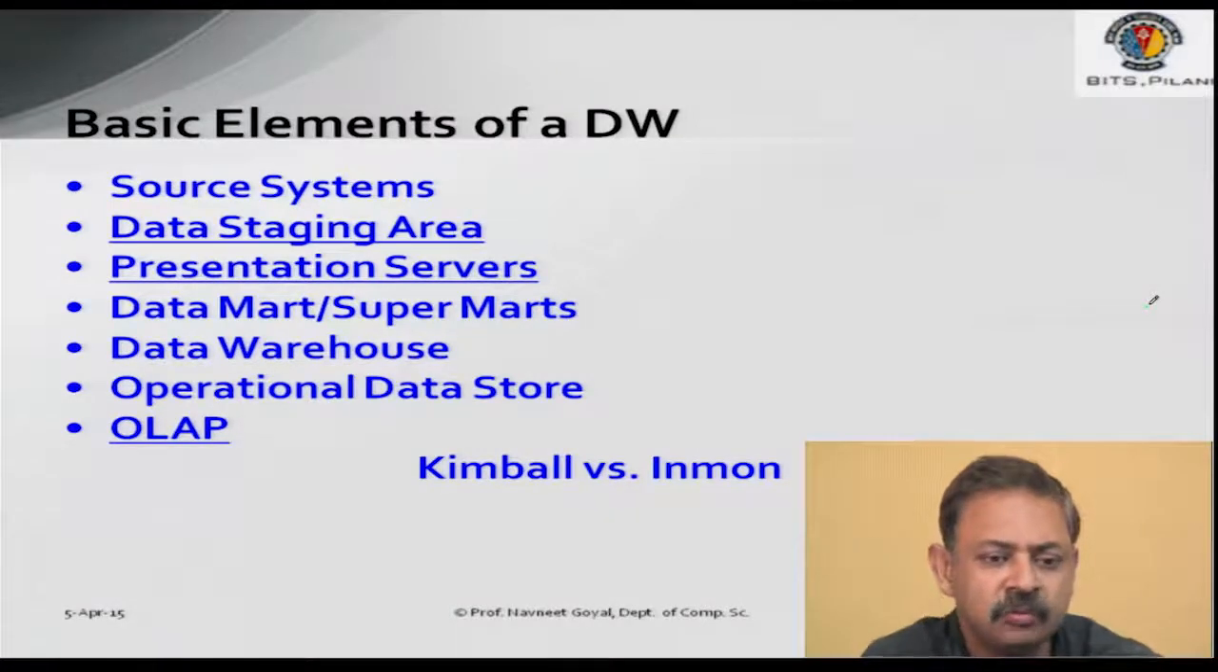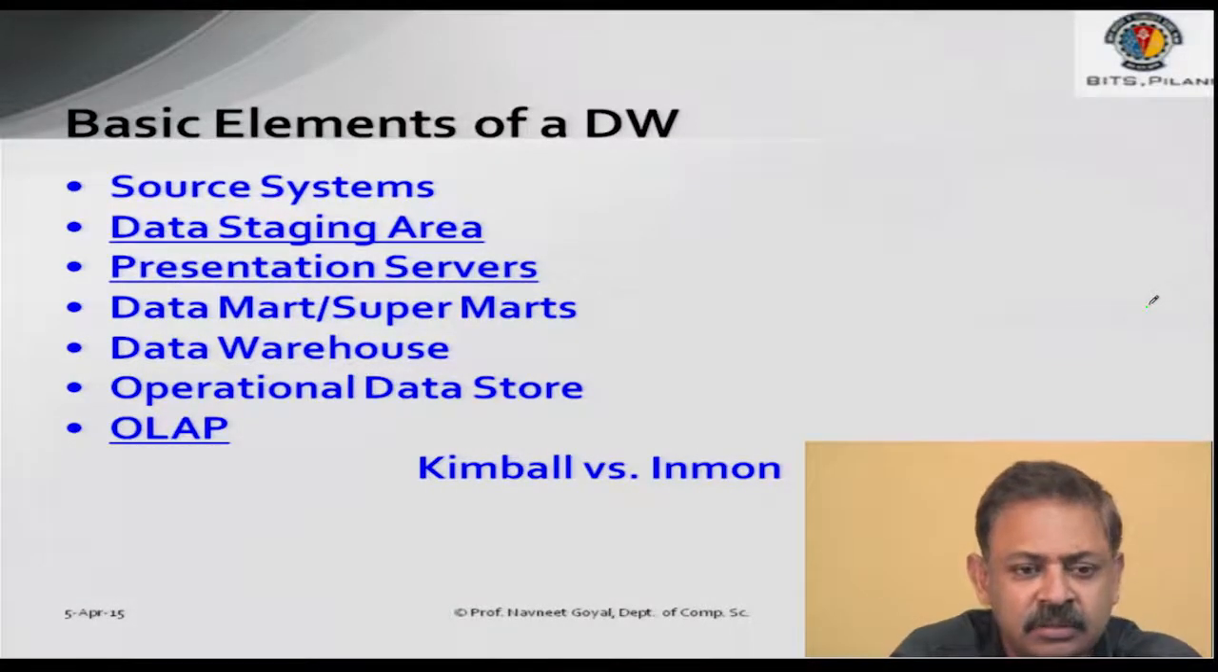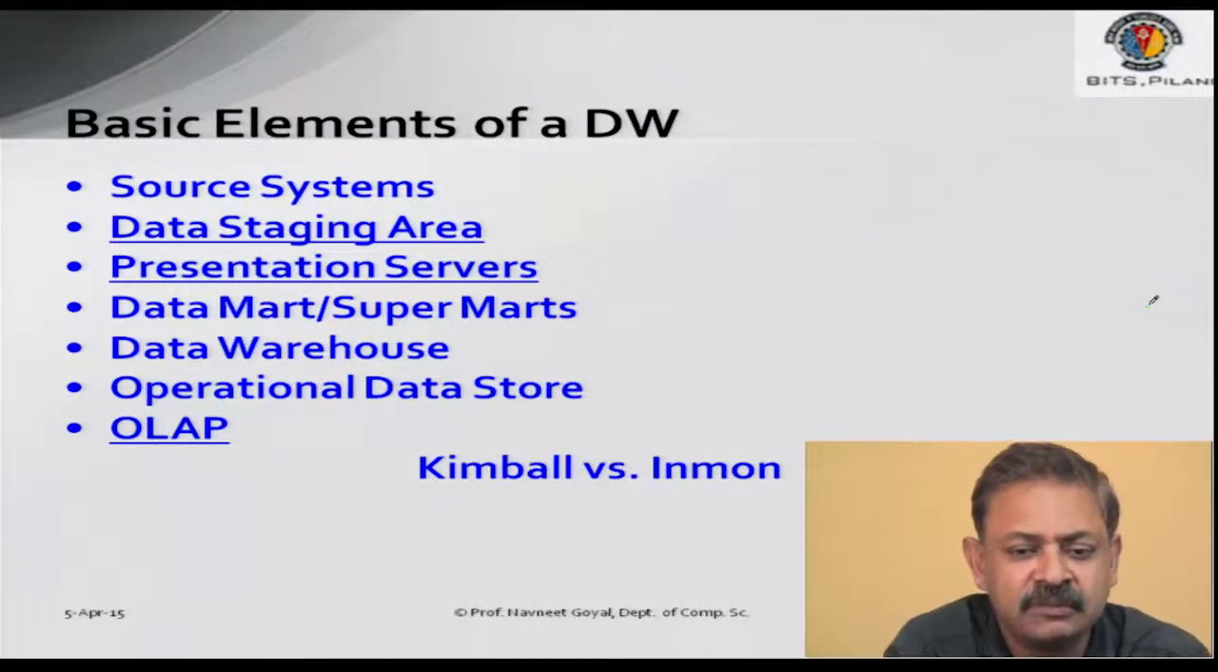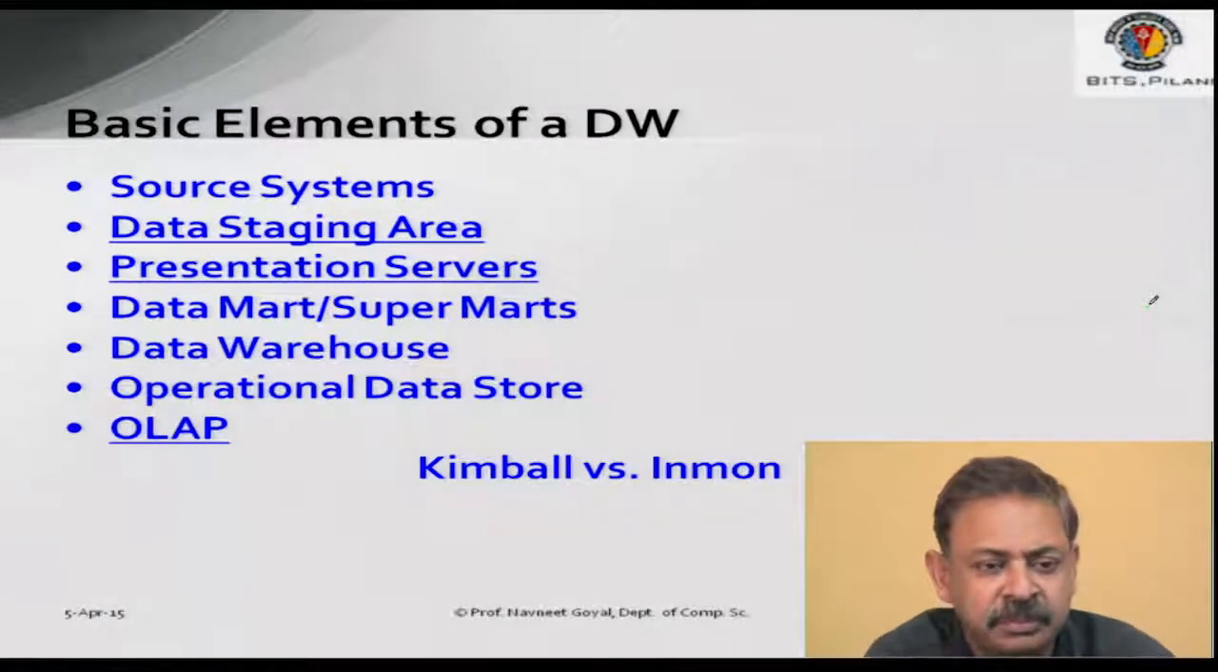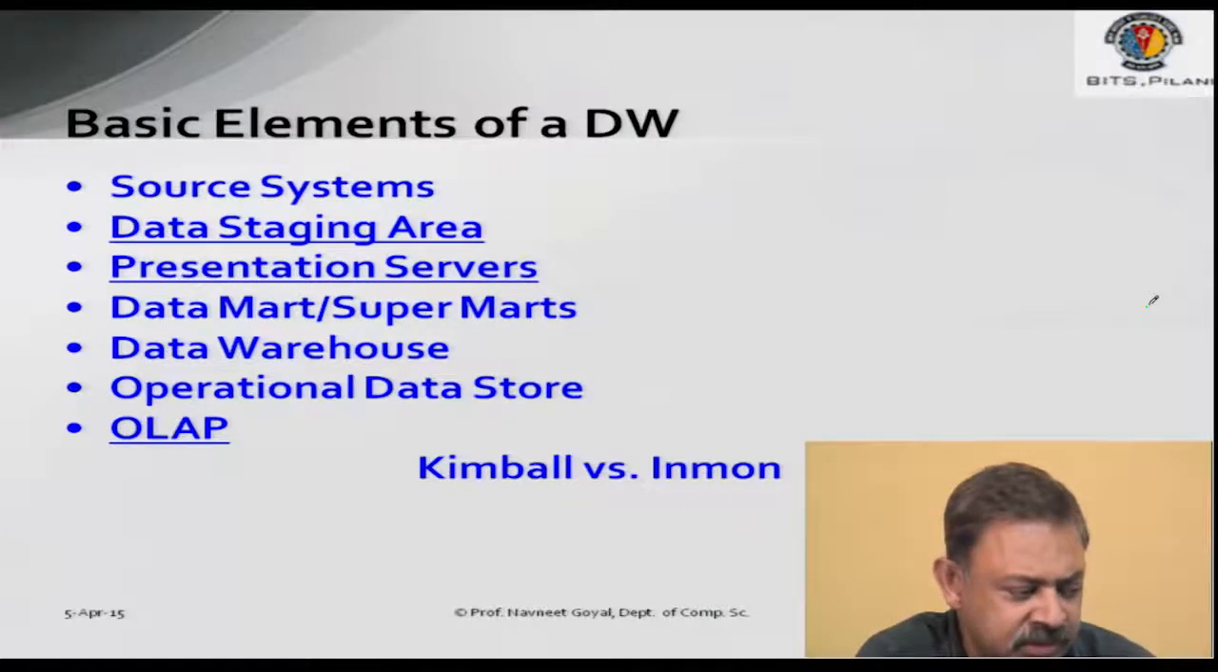Today I'm going to focus on another 3 key components of a data warehouse. The first one is the data staging area, the second one is the presentation server, and the third one is OLAP. With this, we'll be able to look at all the basic elements of a data warehousing system, see the interconnect between them, and how they work together. Let me begin by talking about the data staging area.